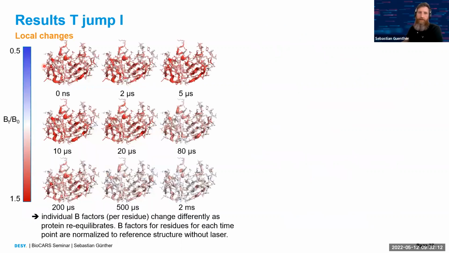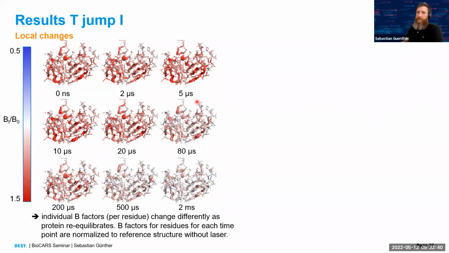We then, of course, can look at the individual B factors for the different time points. And what you should see here, I reference this to the dark state. So the more red it is, the higher the B factors at the particular time point. And what you could see is that overall, you see this cool down, but it appears that we have more increase in temperature factors in the secondary structure elements.